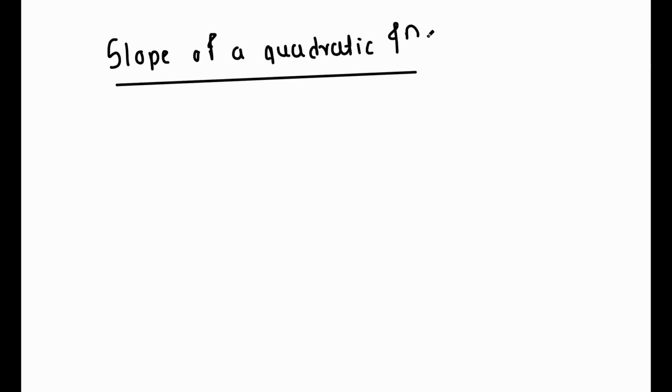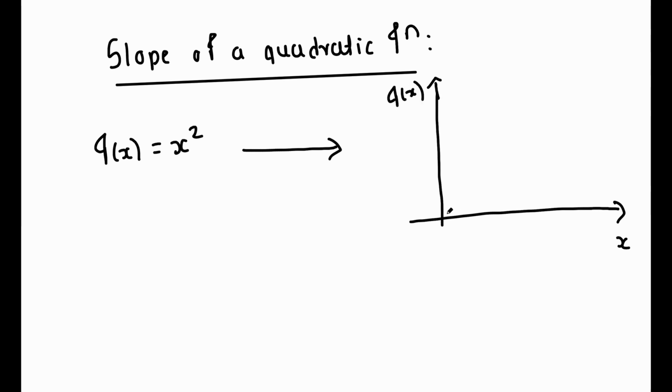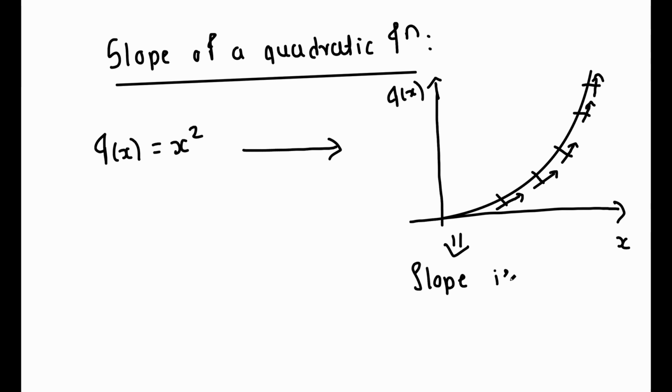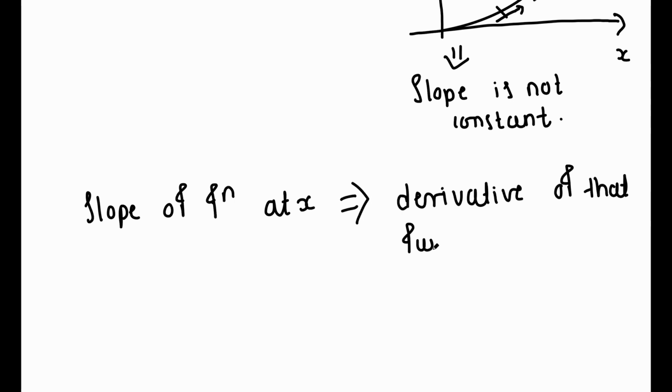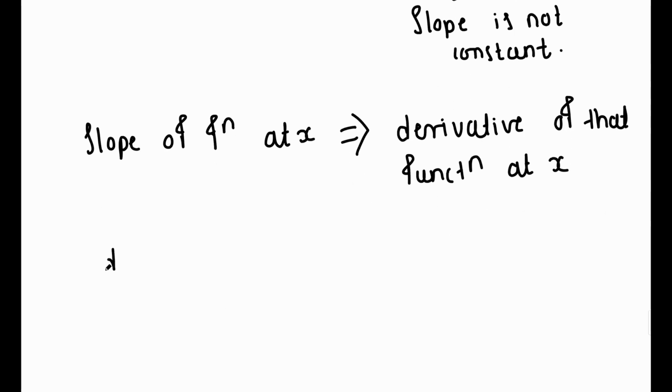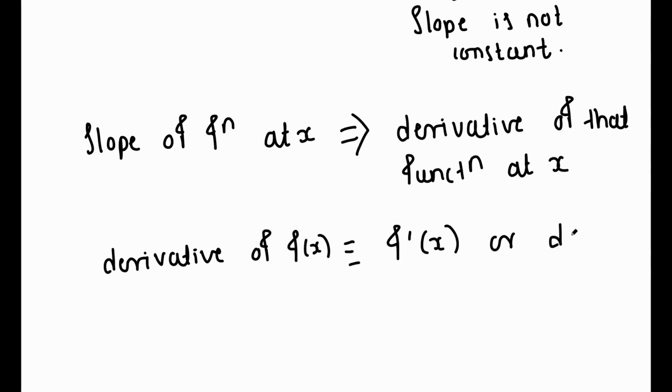If we plot the quadratic function f of x equals x squared, we do not get a straight line, we get a curve. We can also see that the slope of the curve is not constant, it changes. The slope for smaller values of x is small and the slope for larger values of x is large. This slope of the function at x is called the derivative of the function at x. It is represented as f dash of x or df by dx.